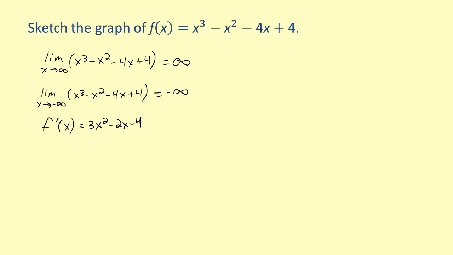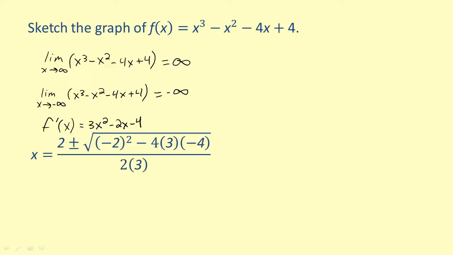Substituting for a, b, and c, we get x equals 2 plus or minus the square root of negative 2 squared minus 4 times 3 times negative 4, all over 2 times 3. After simplifying the equation, we find that x is equal to 1 plus or minus the square root of 13 all over 3. Approximating, we get x is approximately equal to negative 0.87 and 1.54. So, we divide the domain into 3 intervals using the critical points.